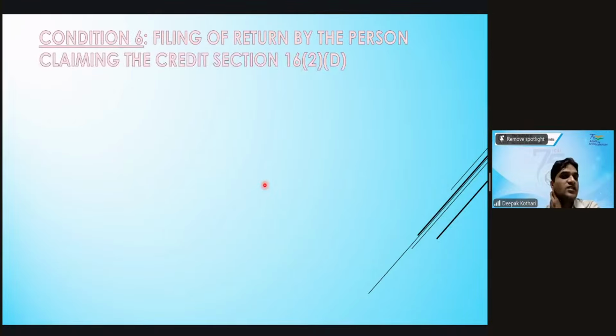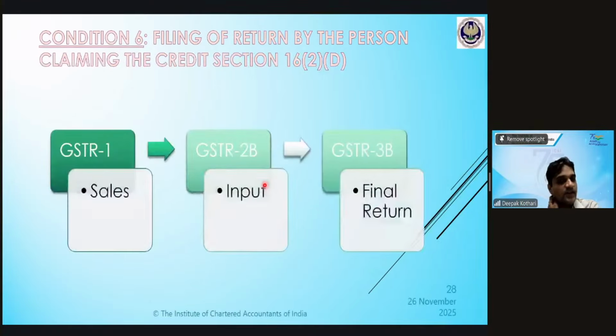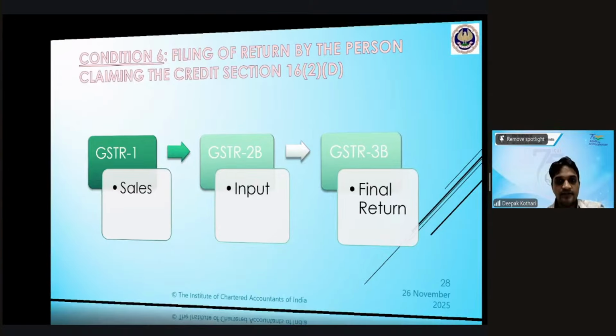Then sixth condition is filing of return by the person claiming the credit. So if I have to claim the credit, I have to lodge it, right? I have to file the credit. I will file it in GSTR 3B. Only then I will get the credit.